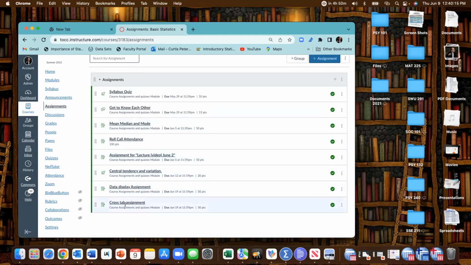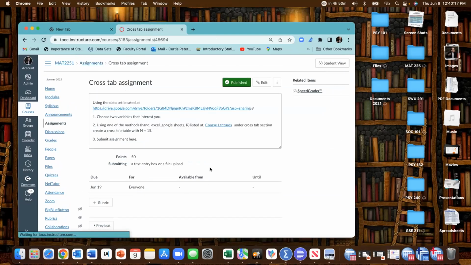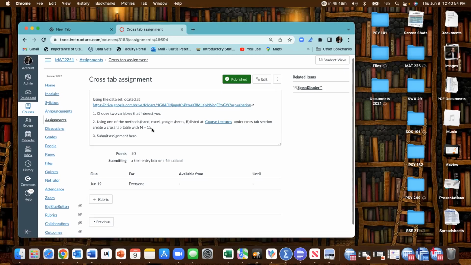The second assignment is I'd like you to use that same data set. And again, select two variables that you're interested in. So, and then using one of the methods, either by hand, and I put instructions for Excel, Google, and R via YouTube demonstration in the course, under course lectures, under crosstabs section. And again, I just want you to do 15 cases. Okay, so it's not a large one. And then submit your assignment.